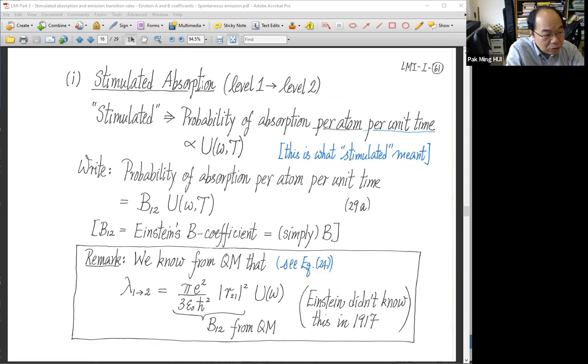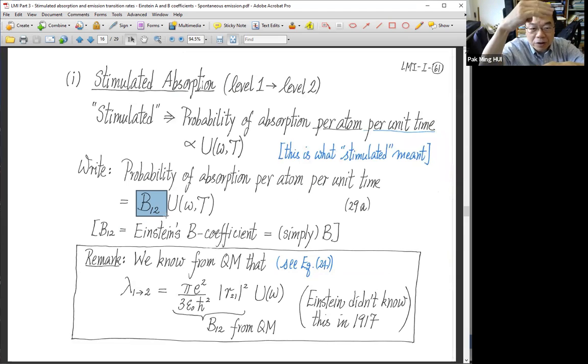So this is the famous work of Einstein, the A, B coefficients. So he introduced a B coefficient. I label it B12, from 1 to 2. So it is absorption. It is stimulated, therefore, it must be proportional to the strength or the intensity of the EM wave at that particular frequency. Okay, so let me summarize.